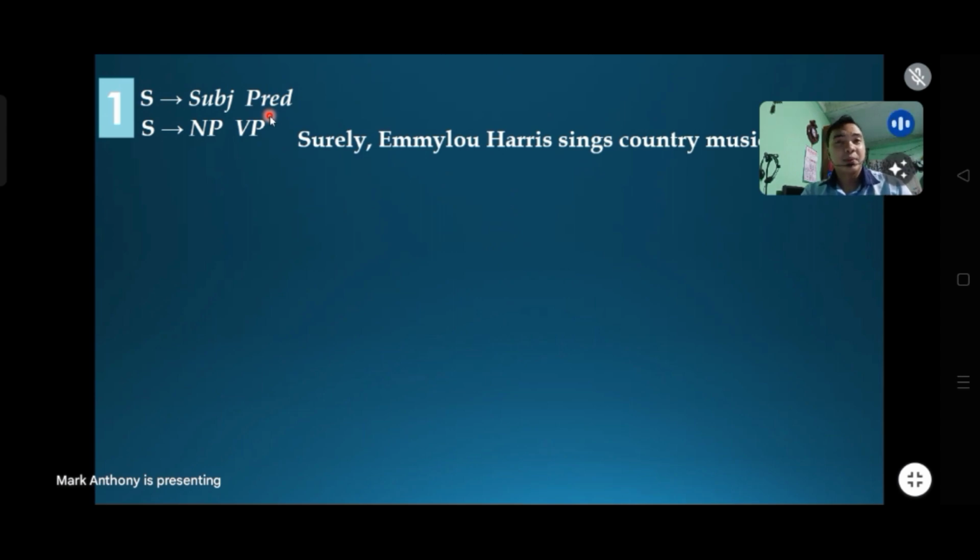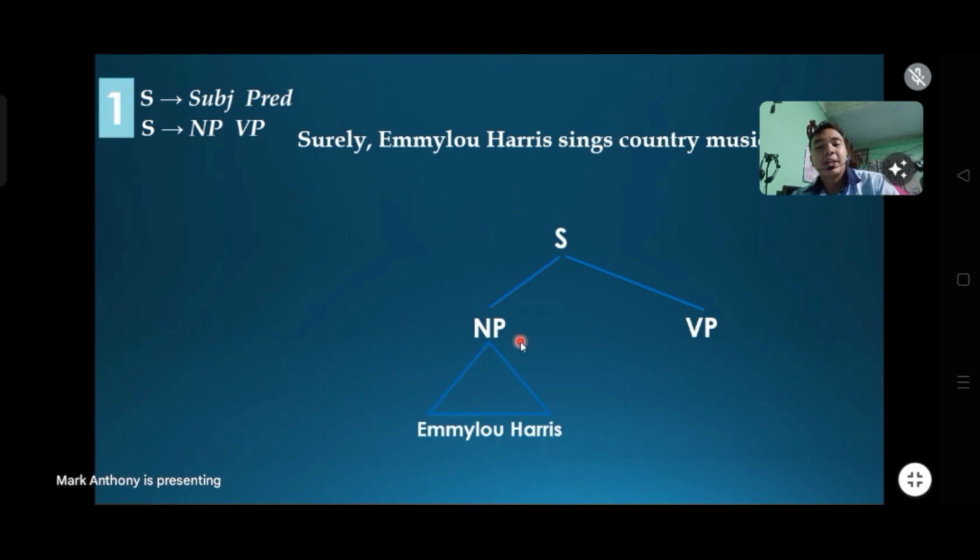So we're going to create a phrase tree structure on the sentence. First, we have the sentence itself, and here we have our first constituent, which will be divided into two subconstituents: the noun phrase and the verb phrase. Under the noun phrase, we have Emmylou Harris, and under the verb phrase, we have sings country music.